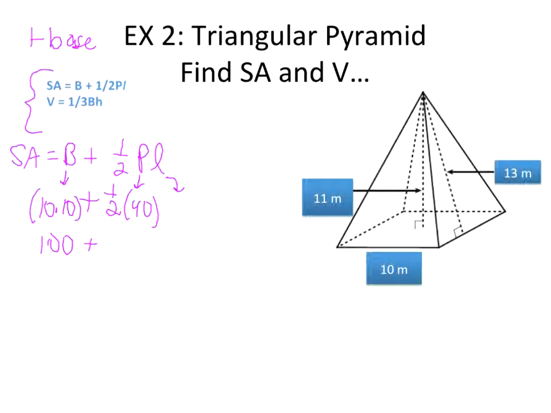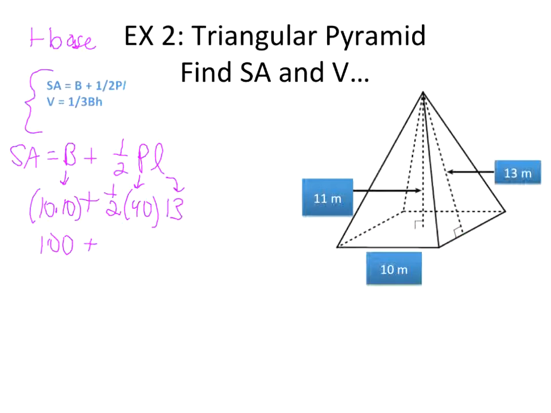Now my slant height, make sure you put the right number in here. It's either going to be the 11 or the 13. Now they're both a different kind of a height because they both make 90, but only one of those two is your slant height. Slant height is the one that goes along the outside edge of my figure. So in this case, my slant height would be 13.